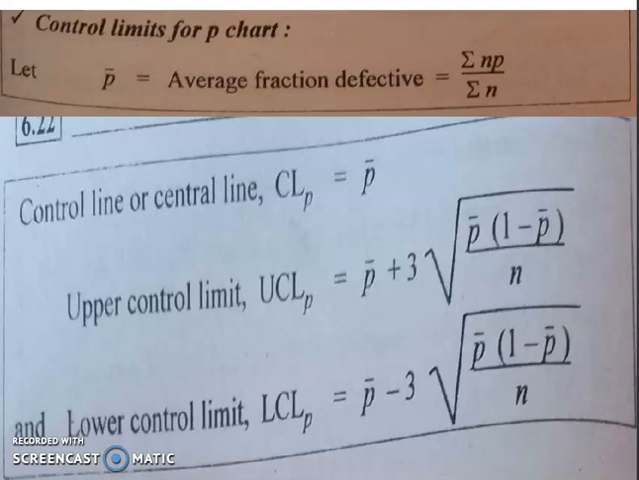Here the N is the average sample size. It is not one particular sample size, it's an average sample size. I told you samples have different sample sizes, so you have to take the average of the given samples. That average sample size is N. Here LCL is P bar minus 3 into the square root of P bar into 1 minus P bar divided by N. Here also N is the average sample size.